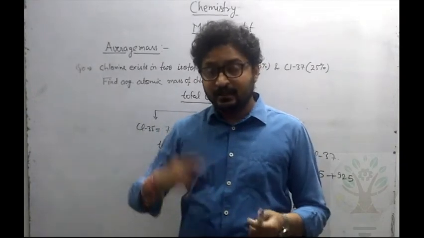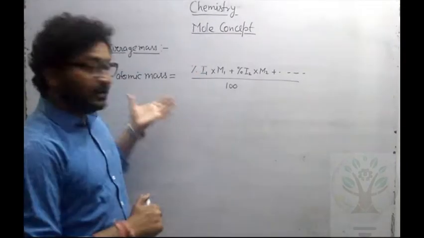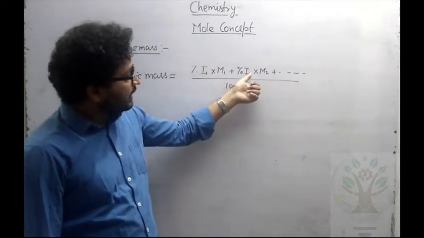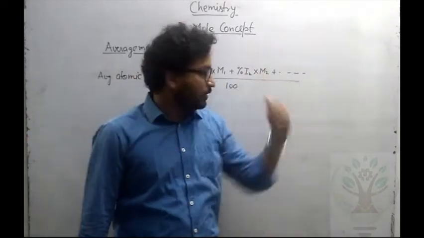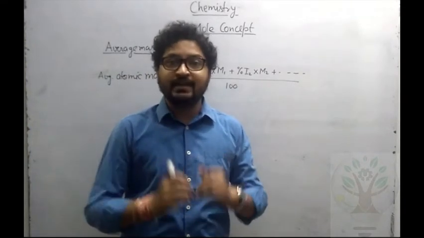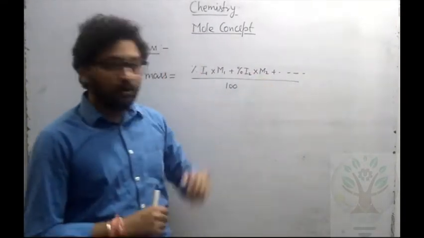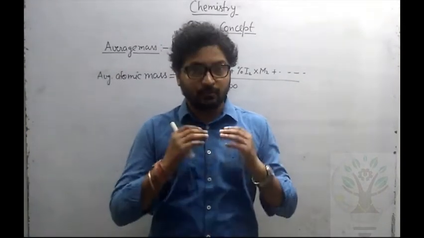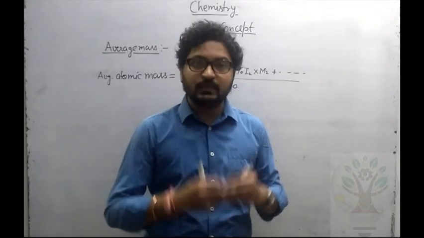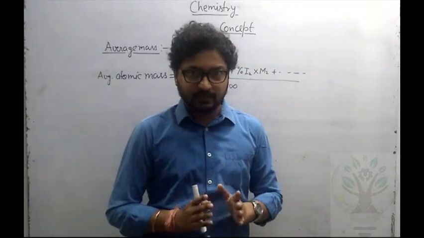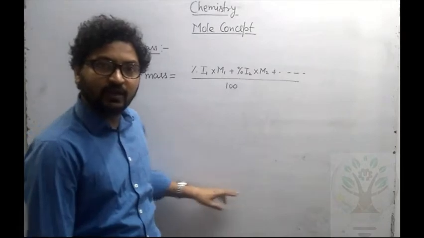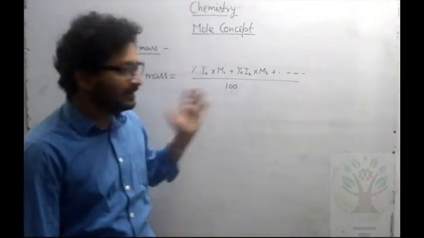Let me write a formula for you. The formula for average atomic mass is percent I1 into M1 plus percent I2 into M2 plus so on, divided by 100. What is percent I1 here? Percent I1 is percentage of isotope 1. Percent I2 is percent of isotope 2. M1 and M2 are atomic masses of those isotopic forms. Are you getting this thing? That's how I calculated that previous question. Remember? 35 into 75 plus 37 into 25 divided by 100. Like that I solved that.